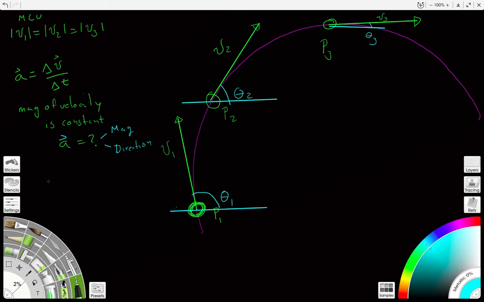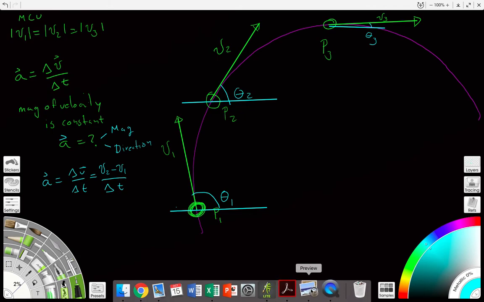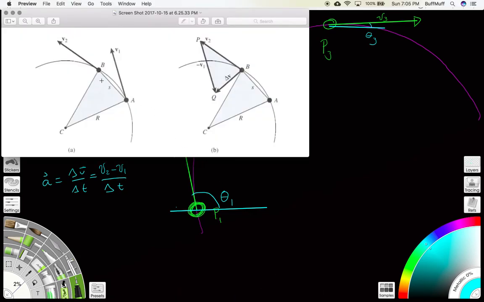Before we do that, acceleration is a change in velocity over time, and remember that the symbol delta implies final minus initial. So let's call this V2 minus V1 over delta t. This is acceleration. Now let's look at the graph that I promised. There you are. Look, right here, it's exactly the same figure that I just drew. We have point A with velocity 1, and point B with velocity 2.